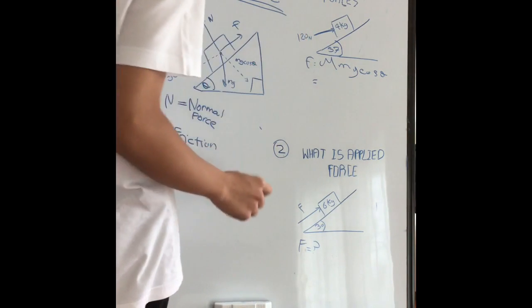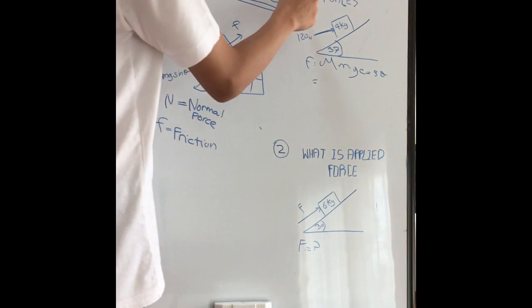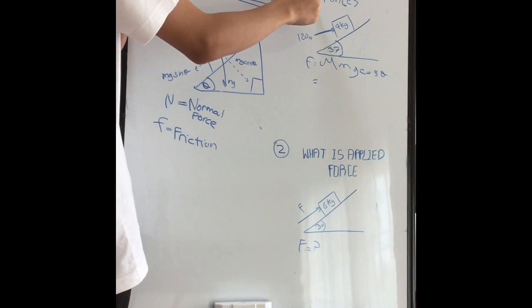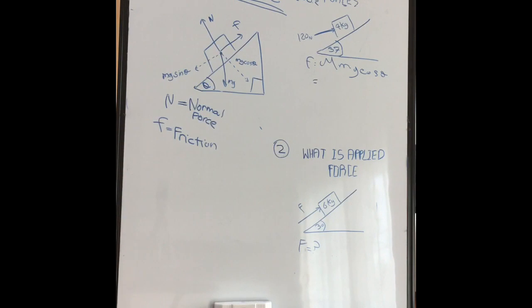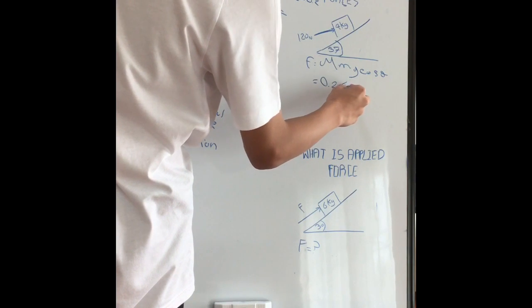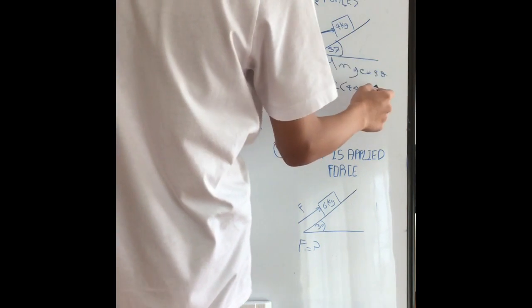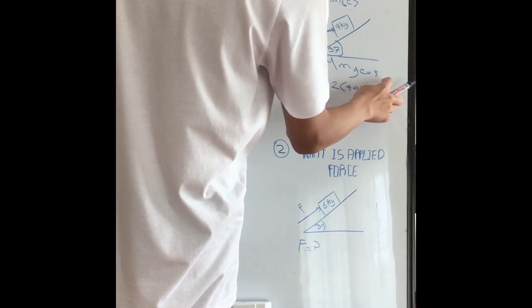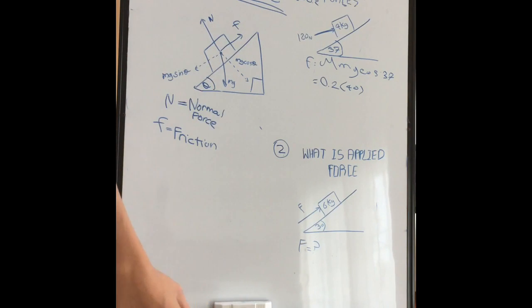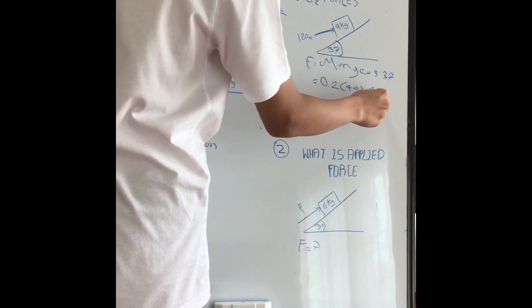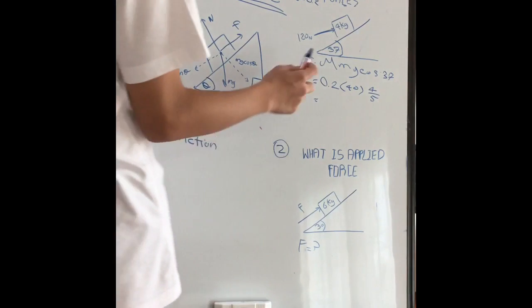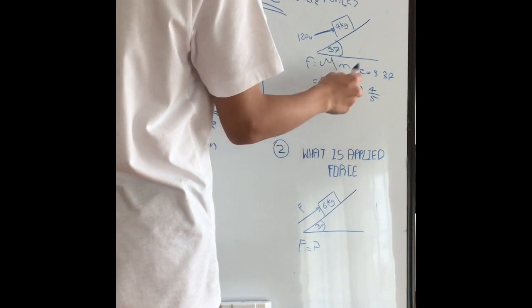Okay, I forgot to give the mu. So the mu is 0.2. So we get 0.2 times 40 and cos 37. Cos 37 is 4/5. So overall, we get 6.4 Newton.